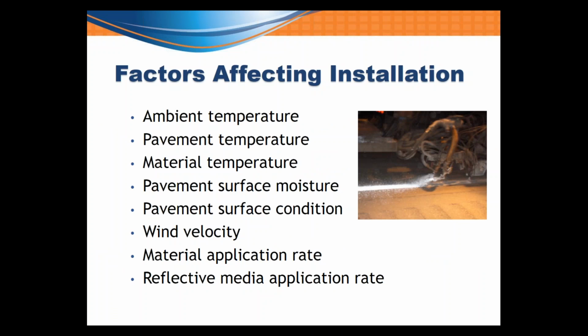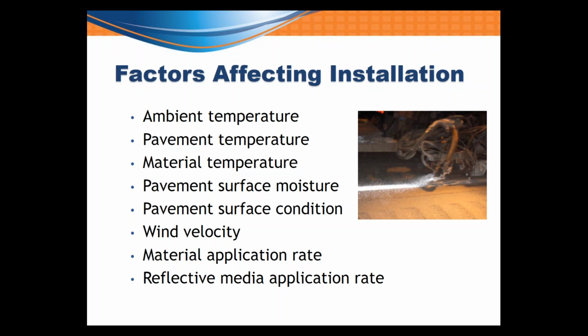Before we cover the tests and measurement tools, let's review some of the major factors that can affect the proper installation of pavement markings. Ambient and pavement temperatures are important because most pavement marking materials require a minimum temperature to achieve proper drying or curing. Material temperature must remain constant so that the material's viscosity remains constant. If the viscosity changes, then the material application rate can be affected.